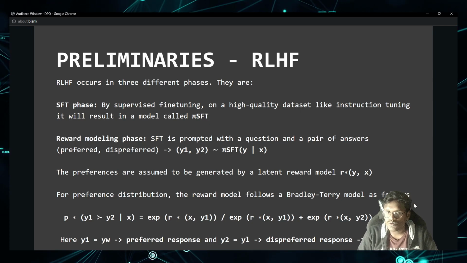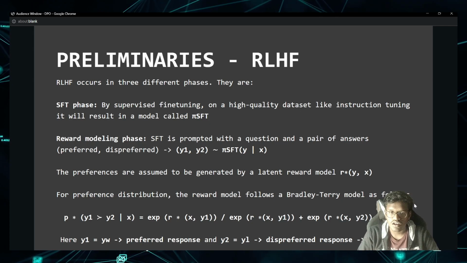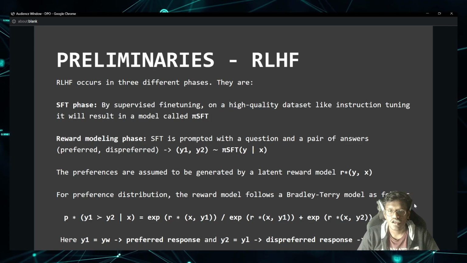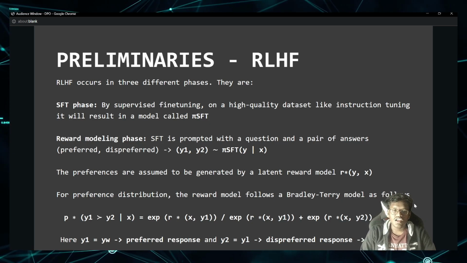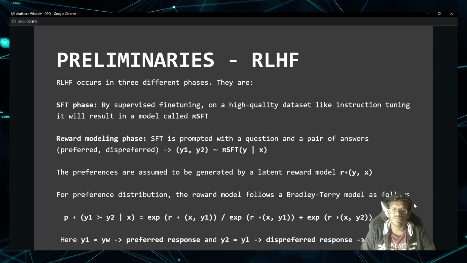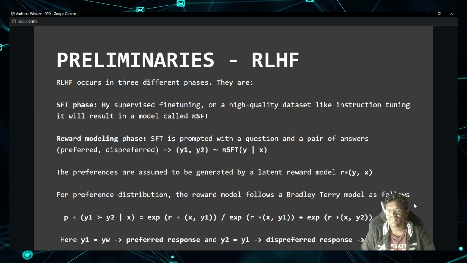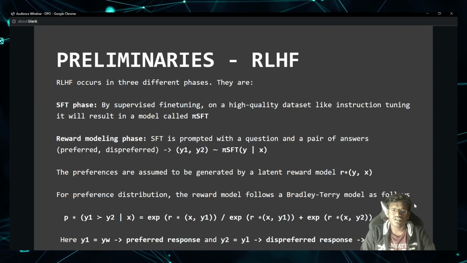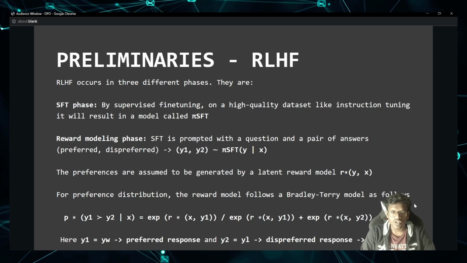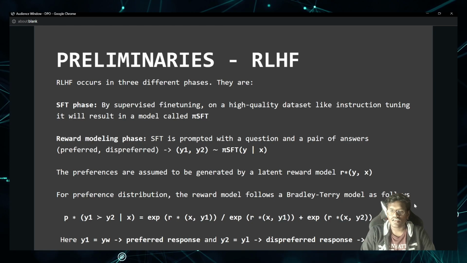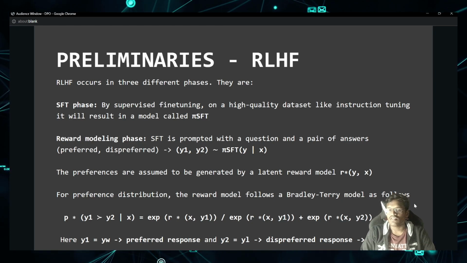Now, before moving into DPO, you need to have a clear understanding of what happens in RLHF and how the optimization and reward all work, because we'll be eliminating the reward component alone from this pipeline. So let's see about RLHF. RLHF occurs in three different phases, where the first one is the SFT phase. Like I said, we will be fine-tuning on a high quality data set, like instruction tuning. And the resultant model will be called π_SFT.